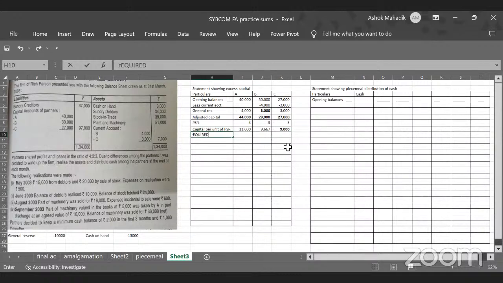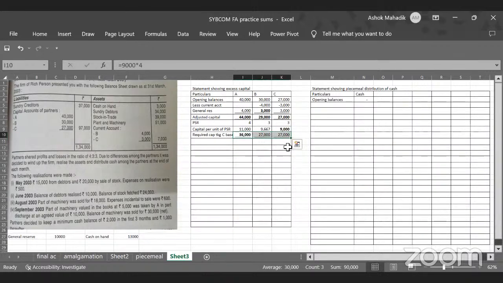So required capital, taking C's capital as base because he has the least capital per unit. Now we'll multiply PSR with 9,000 to get everybody's required capital. So first one will be 9,000 into 4 for A. Clear? For B, it will be 9,000 into 3. I hope you understand this. And C, again 3 shares, so 27,000, 9,000 into 3. Clear, students? Now we'll see what is the initial surplus. At this stage, we find out who has got surplus.